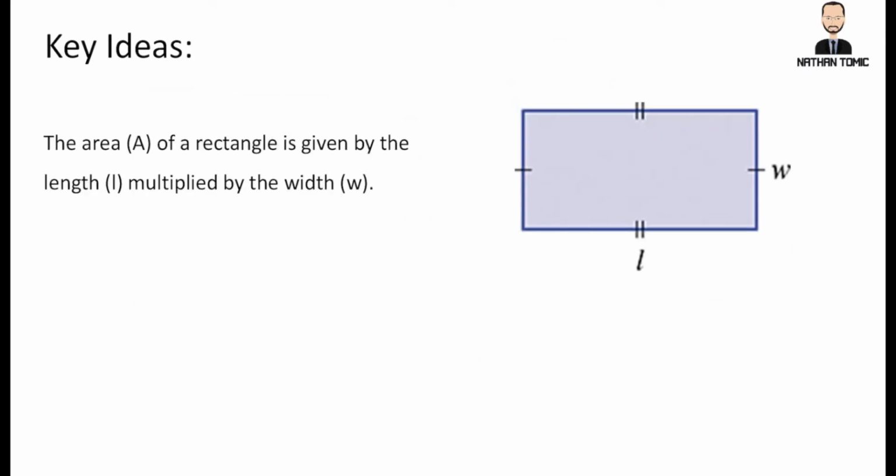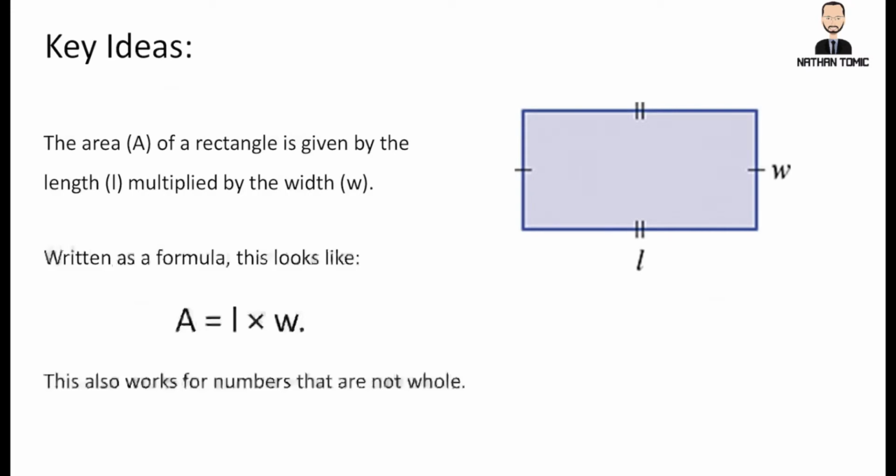We also need to understand what area is. The area of a rectangular shape can be found by multiplying the length times the width. Remembering that a square is a type of rectangle where both the length and the width are the same. So we could just say length squared, or width squared would be the same. So we see that as area being a capital A equals L times W, which represents the length times the width. This also works for numbers that are not whole. So of course you can have sides with decimal values.